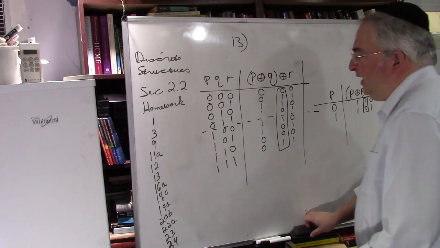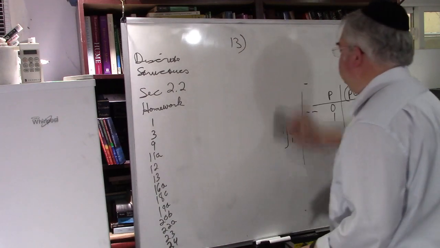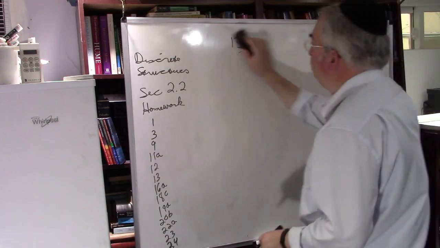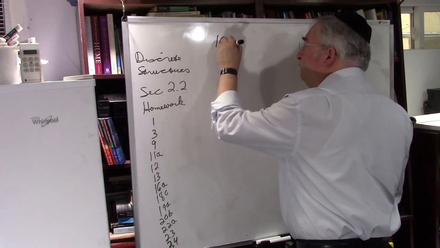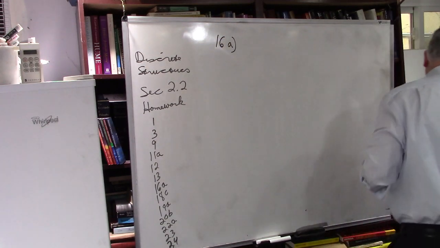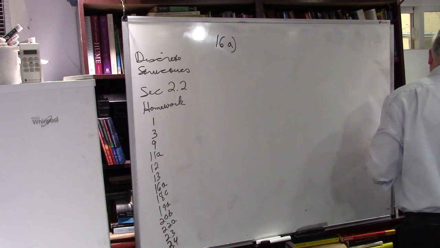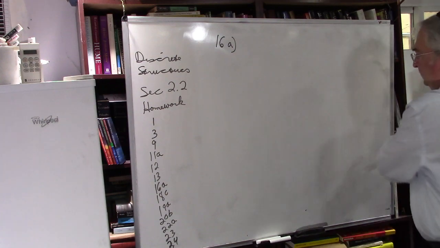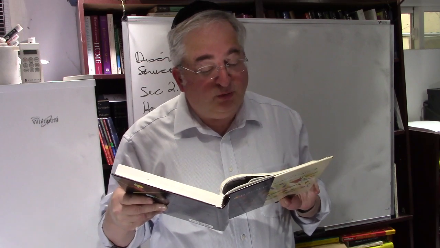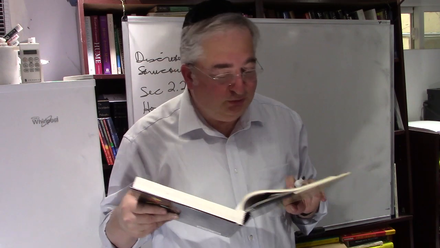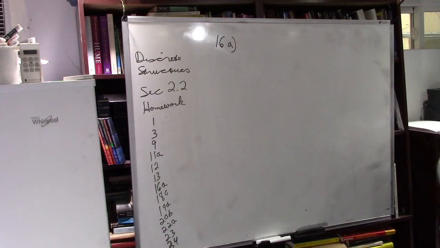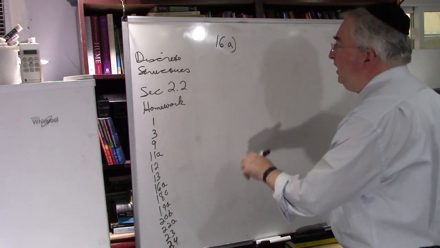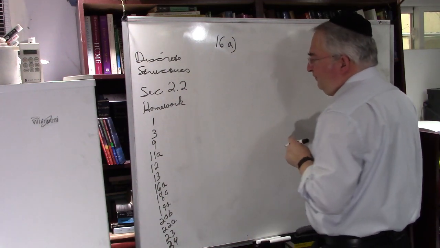Okay, good. Next, 16A. Write a compound proposition that is true when exactly one of the three propositions P, Q, and R is true. Okay, 16A. It's a funny thing.